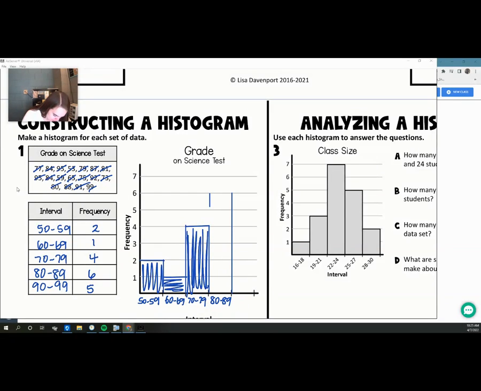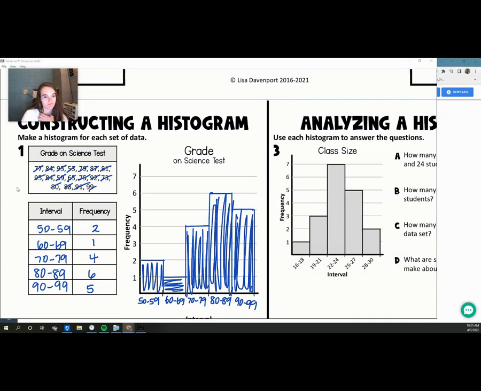It doesn't have to be a perfect straight edge. We're kind of just sketching it. It's okay. And 90 to 99 goes all the way up to 5. And there is our histogram. I'm not going to color it in on number 2. That's how you create it.